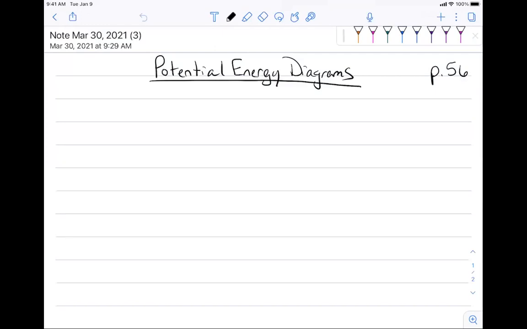There's two diagrams, one for exothermic and one for endothermic. We briefly covered this yesterday.